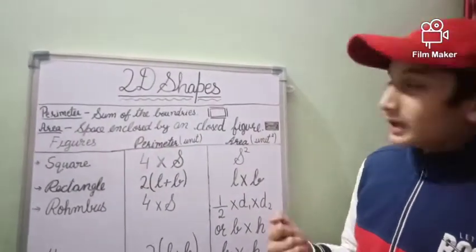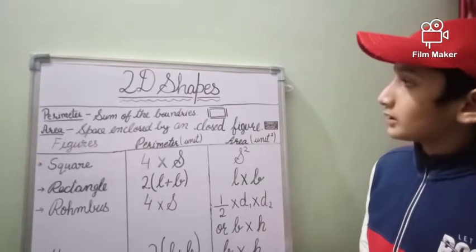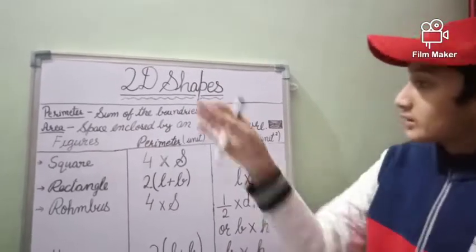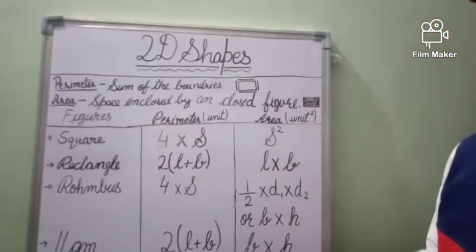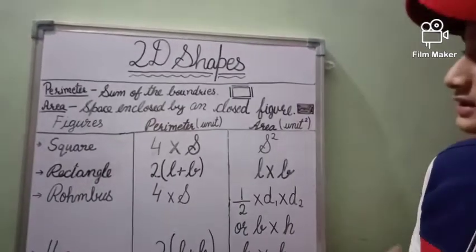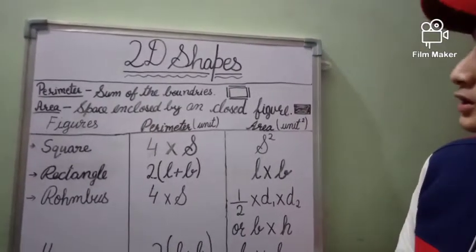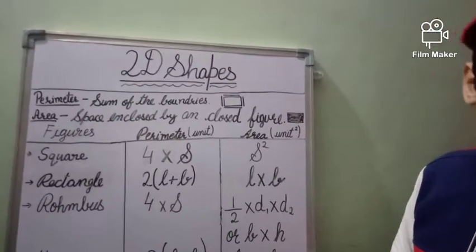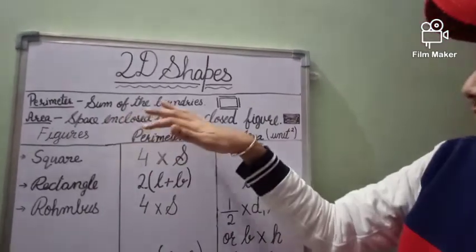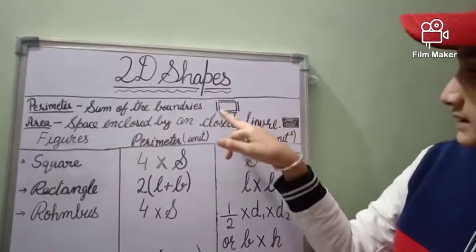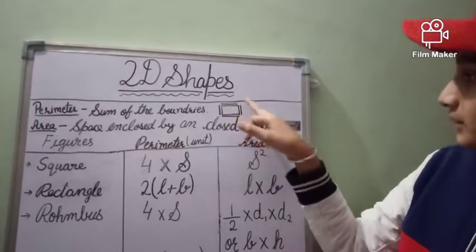So friends, today I am going to discuss the most important topic of maths, which is 2D shapes. So friends, 2D shapes have two things, that is perimeter and area. So what is perimeter? Perimeter is the sum of the boundaries. So this is the perimeter of the figure.